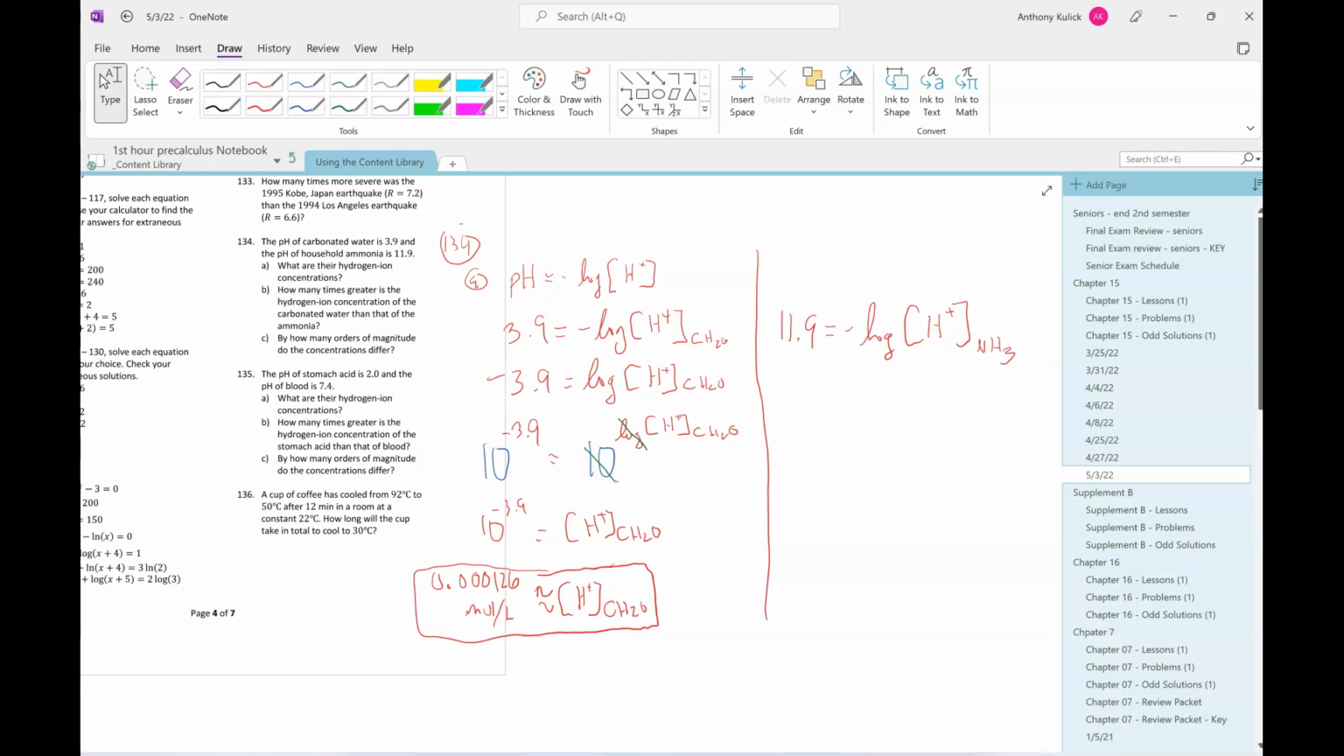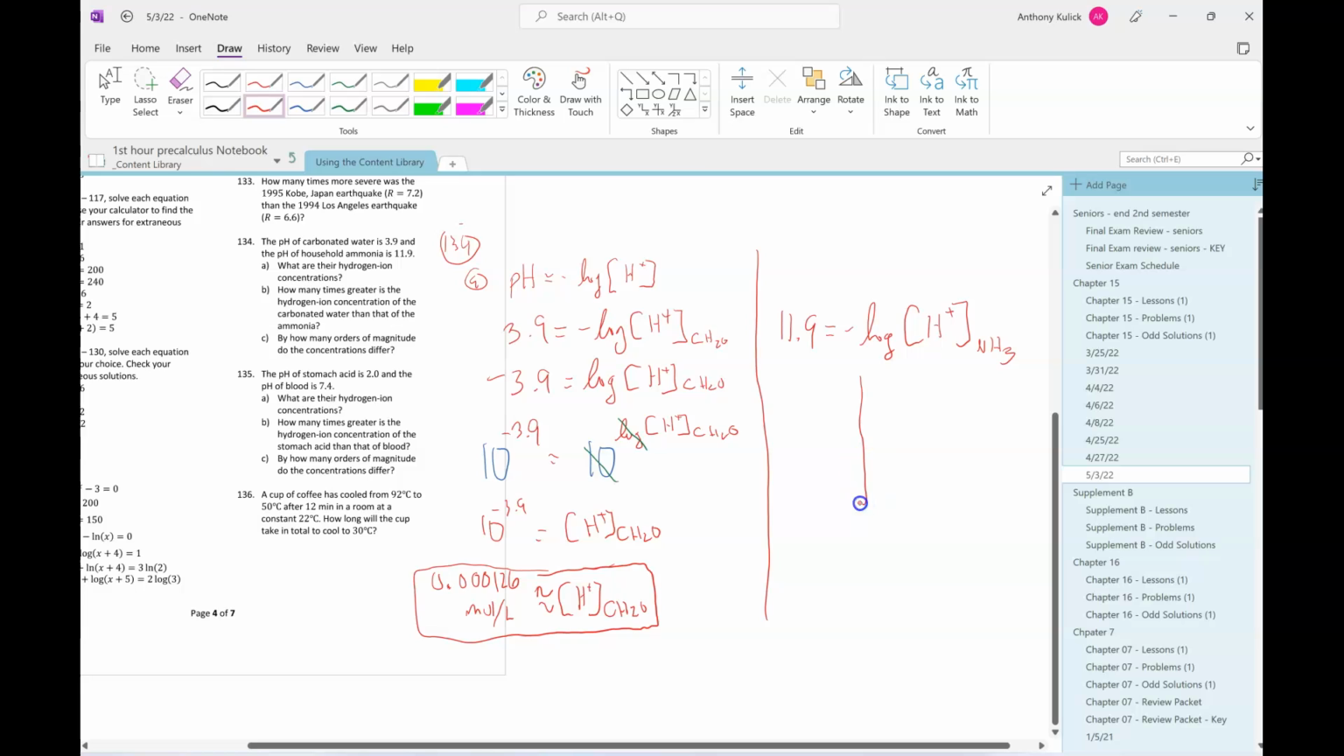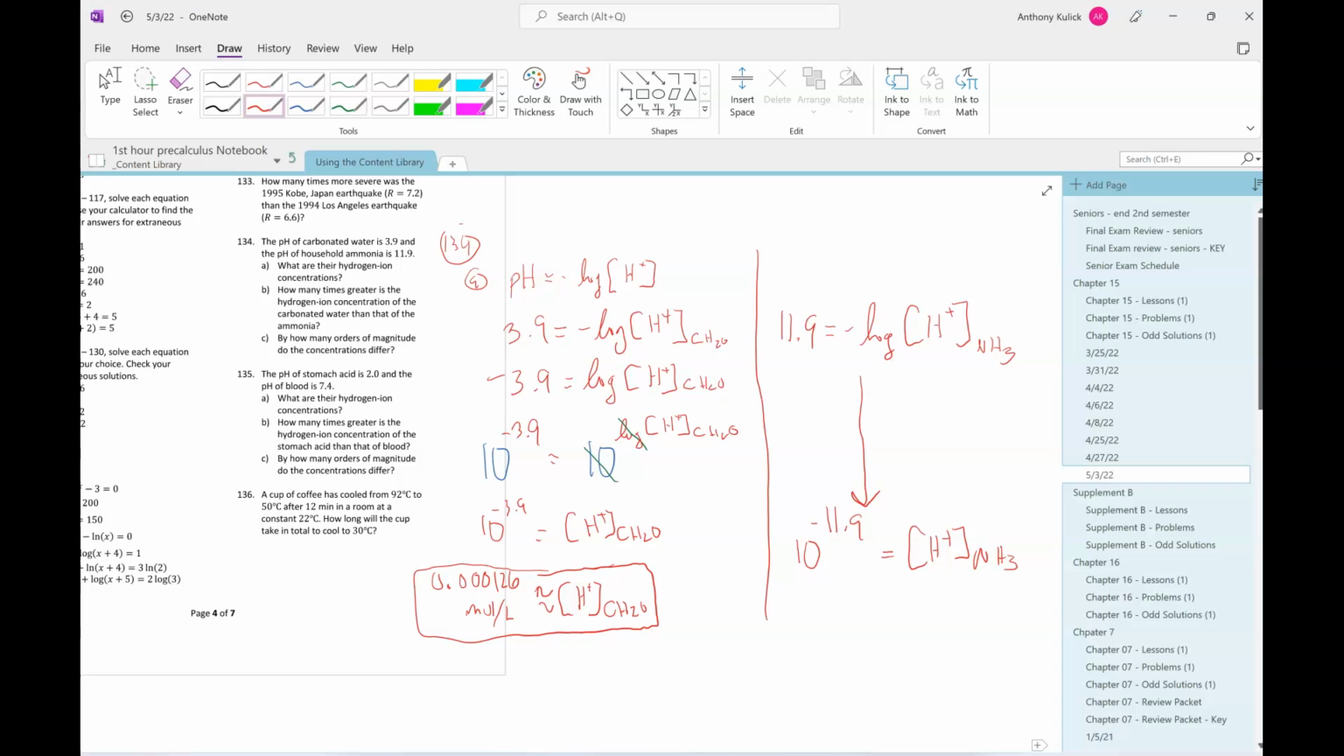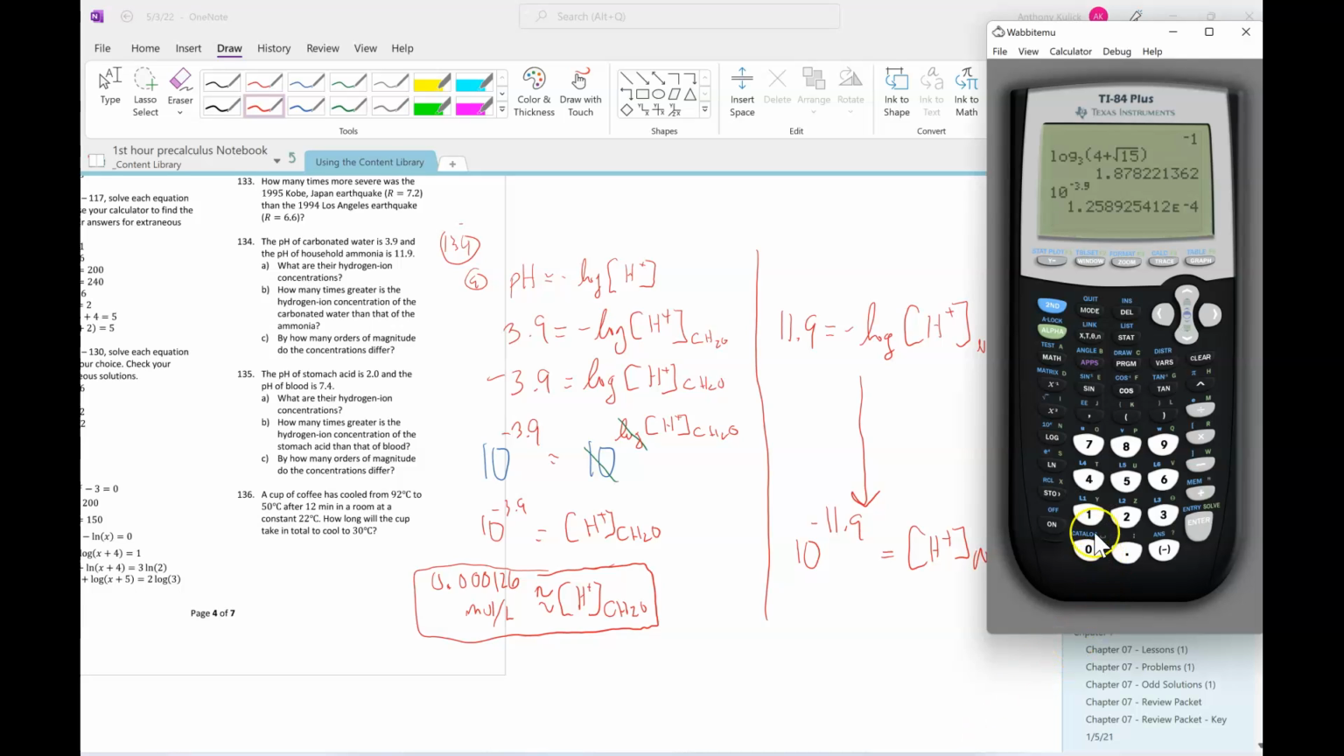Now, is this problem any different than the previous one? No, it's like the exact same thing. The only difference is we have an 11.9 instead of a 3.9. So I'm not going to show the work a second time. Can somebody tell me how I'm going to be able to find the final answer? It's going to be 10 to the negative 11.9. Very good. We okay with that? That I just kind of hand waved my way through it because it's the same work.